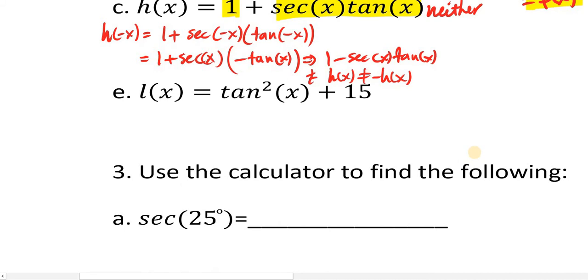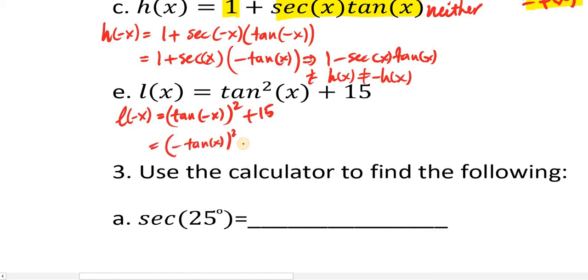E, L of x is equal to tangent square x plus 15. Tangent is odd, but tangent square is even, plus 15. 15 is even. That means L of x is even. L of negative x algebraically equals tangent negative x, and I can write the square over all, plus 15, which is equal to negative tangent x all squared plus 15. That is the same as saying tangent square x. When we square the negative, it becomes positive, and then it is tangent square x plus 15.